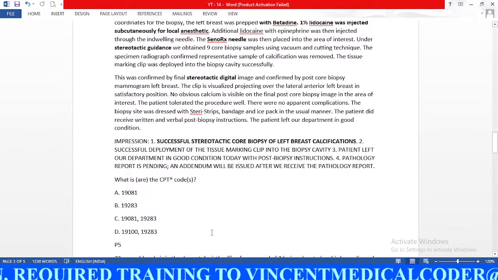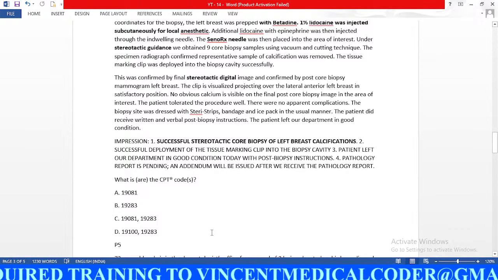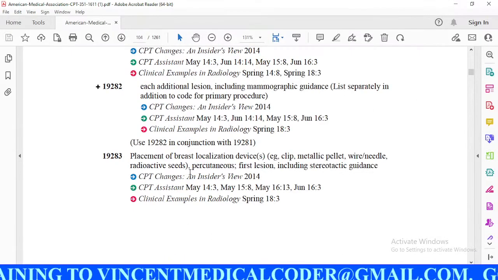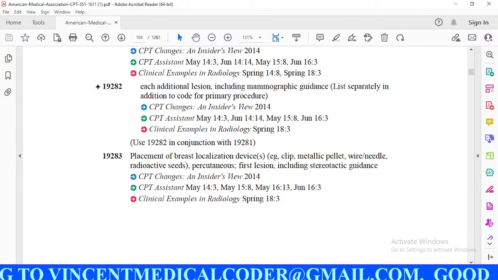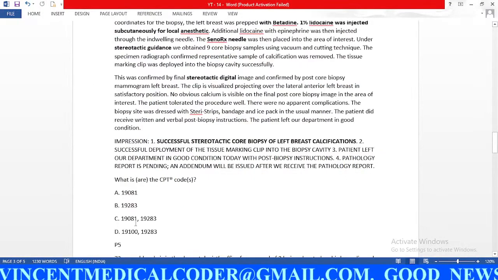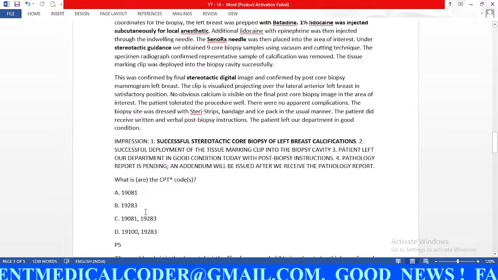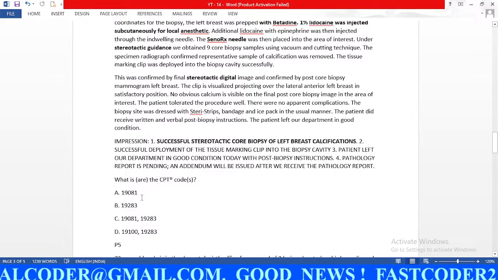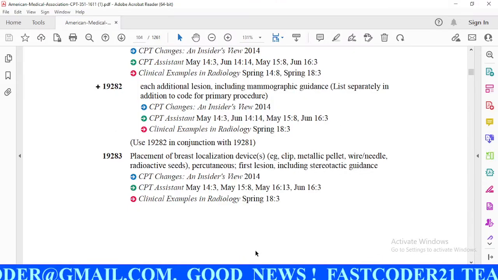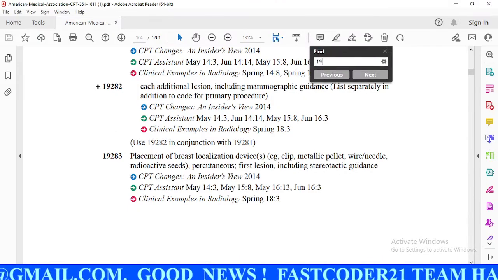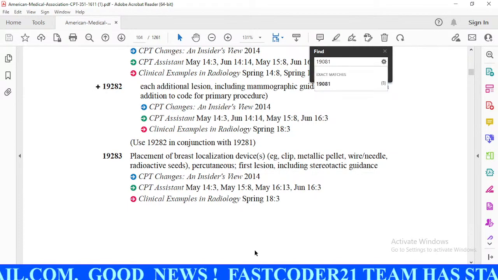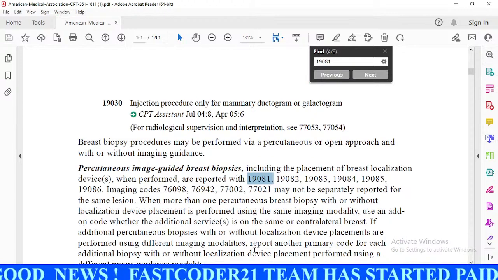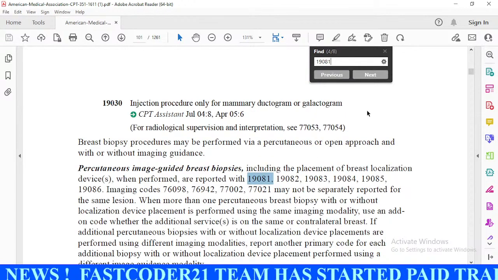So next one we will check 19081. As we have checked that 19283 is for placement of breast localization device, we can eliminate B, C, D, as 19283 is included in all these three codes. So here our answer is 19081. We will check why it is.